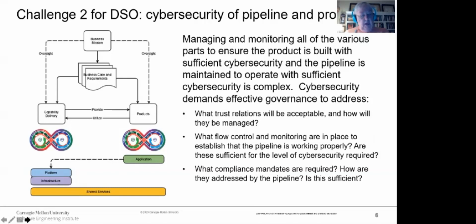Trust that the pipeline will deliver the needed cybersecurity assurance must be established. What are the threats to the product, and how will the pipeline infrastructure help in reducing this risk? What are the threats to the pipeline that could impact the product? This is a complex engineering problem.